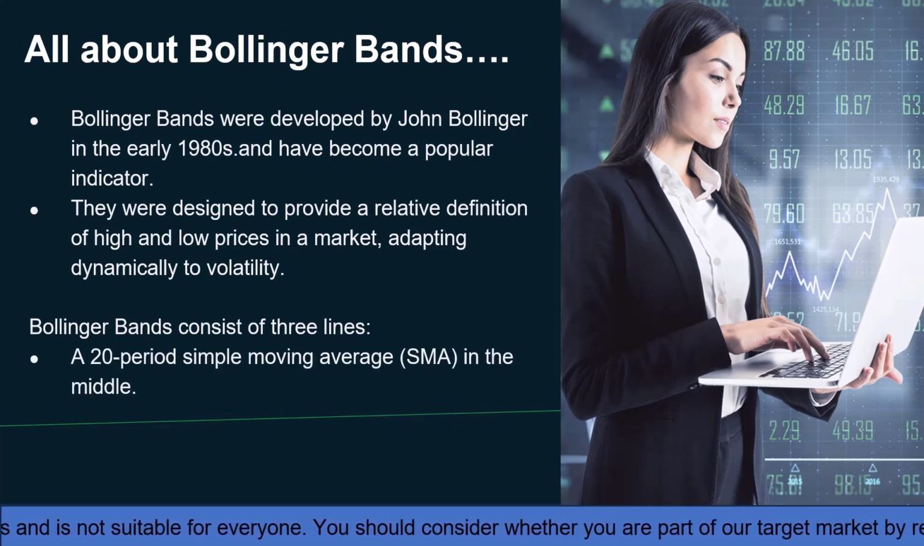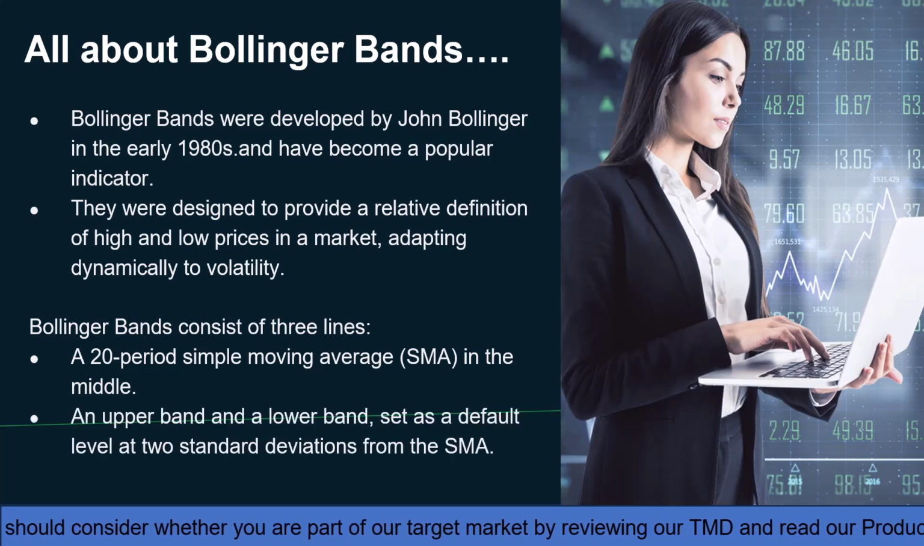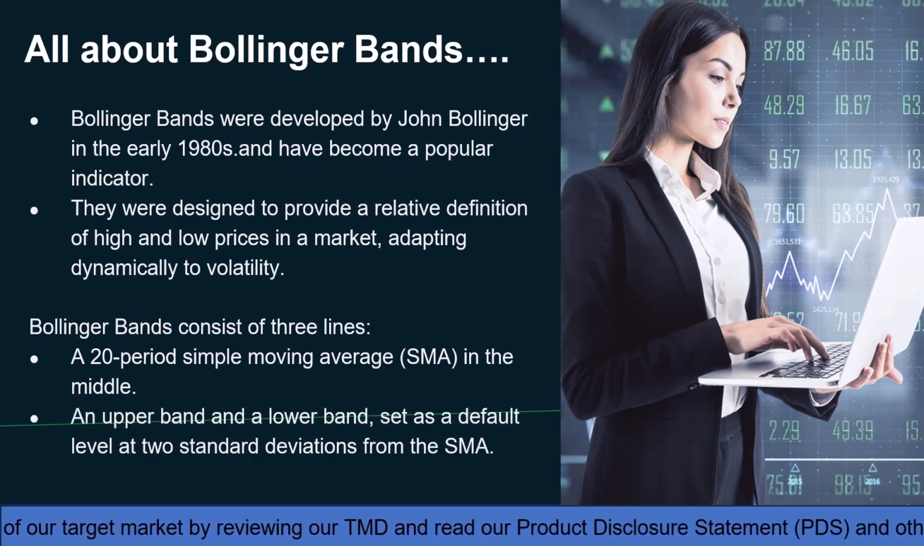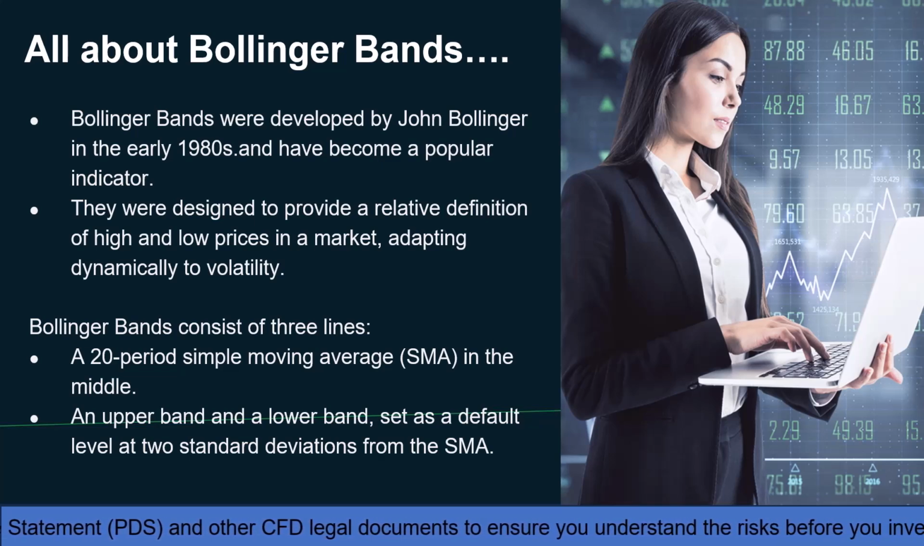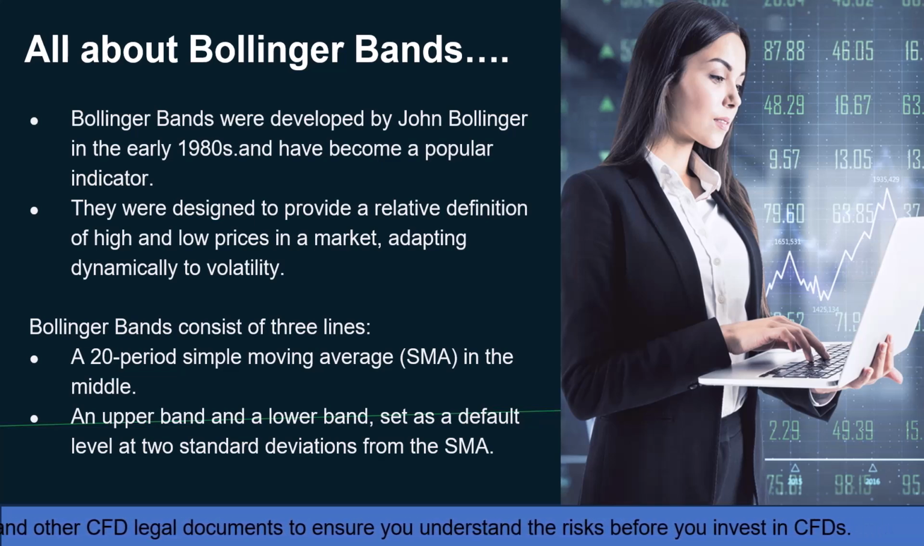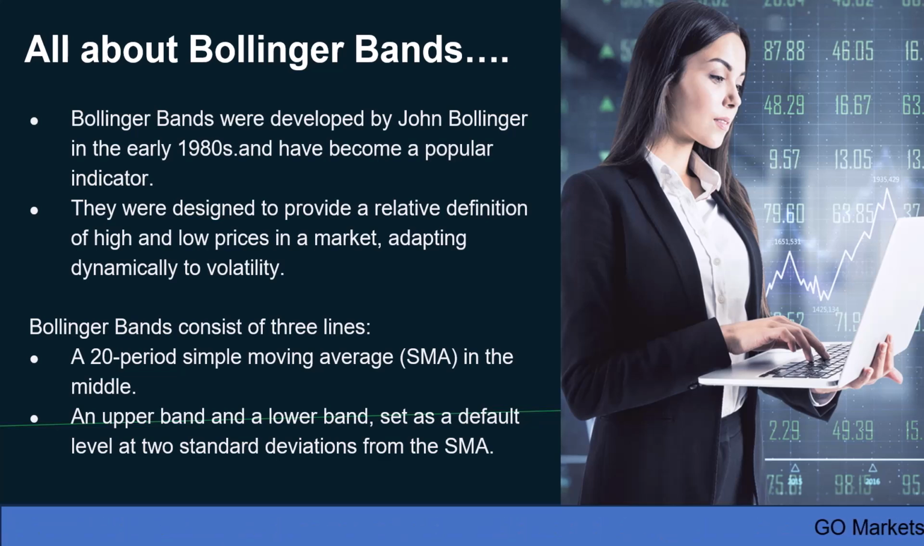The middle line is a 20-period simple moving average. And then we have an upper band and a lower band, which is set as a default at 2 standard deviations from this simple moving average. You don't need to worry about the maths, of course, because it's all there on a chart worked out for you. So let's look at a chart with an example.